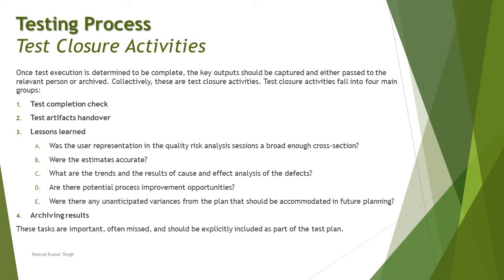Again, the next one is, are there potential process improvement opportunities, that is, is there some specific opportunity to further improve your process or not? Similarly, were there any unanticipated variations from the plan that should be accommodated in future planning or not? All these kinds of things would be answered during your lessons learned sessions when you sit together and discuss what actually happened throughout, what you could have avoided or prevented, and what you could have improved. And if things were out of your control, you make a note of it and suggest to your test manager to improve further in upcoming projects, because you don't want to be late every time, right?